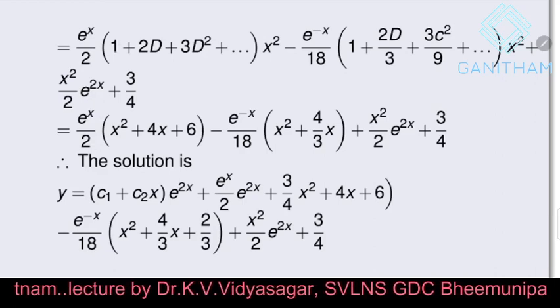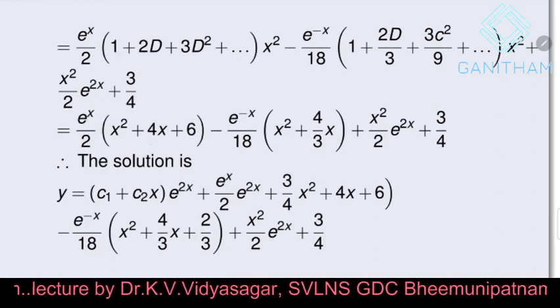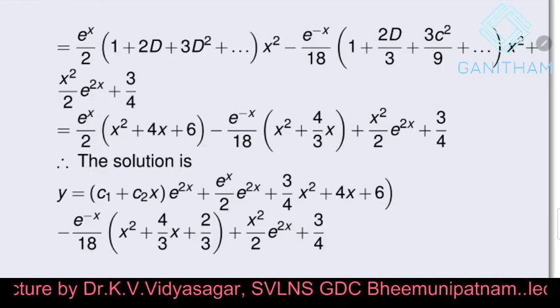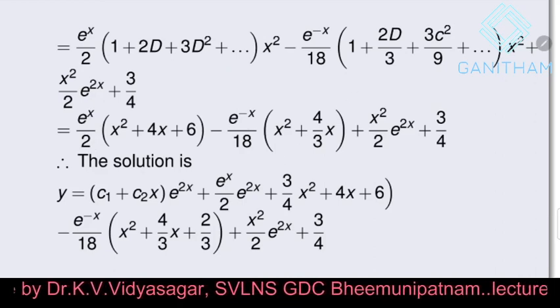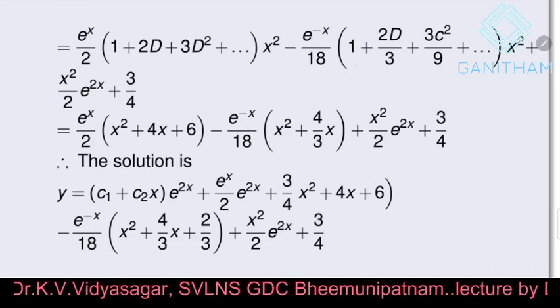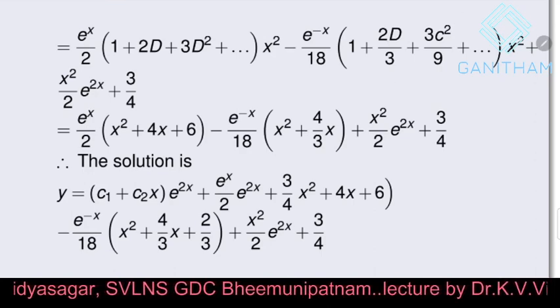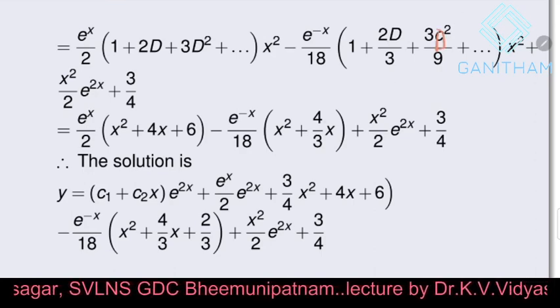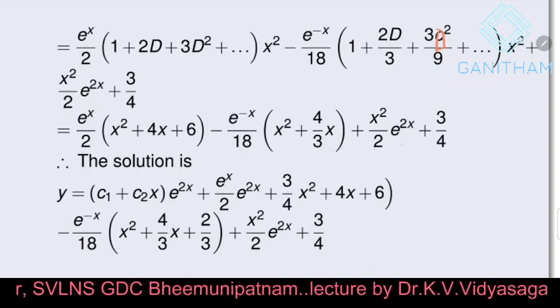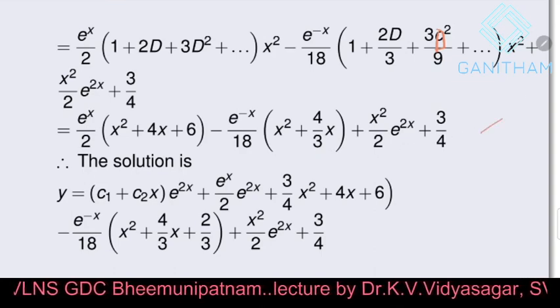Now e to the power of x by 2 into 1 into x square, 2d of x square is 4x, 3d square of x square is 6, and 2d by 3 of x square is 4x by 3, so x square plus 4 by 3 x plus 2 by 3, plus x square by 2 into e to the power of 2x plus 3 by 4. So this is the particular integral.